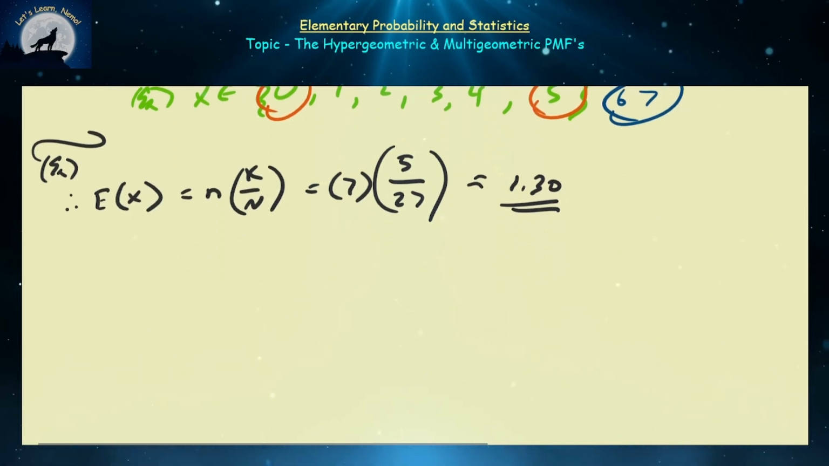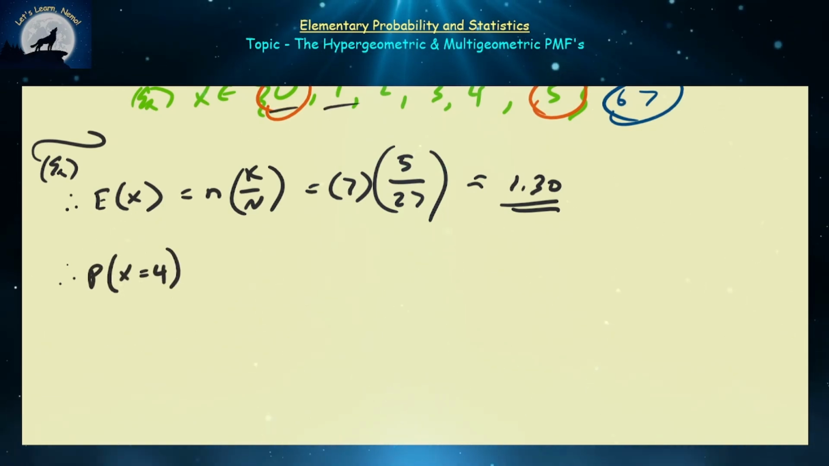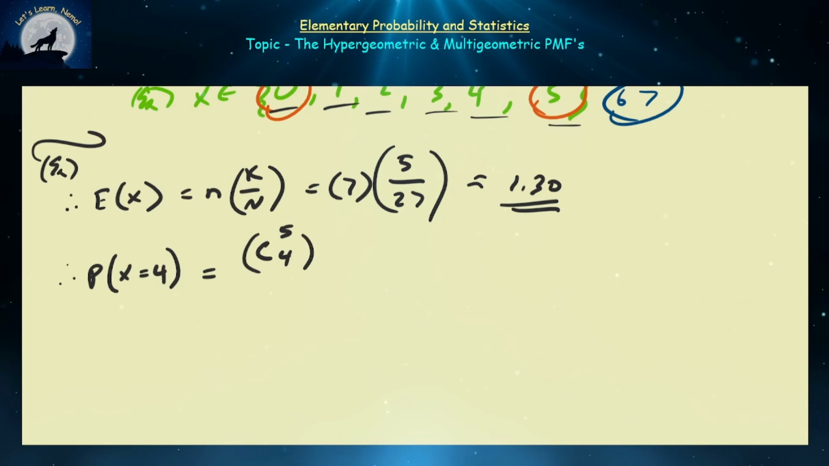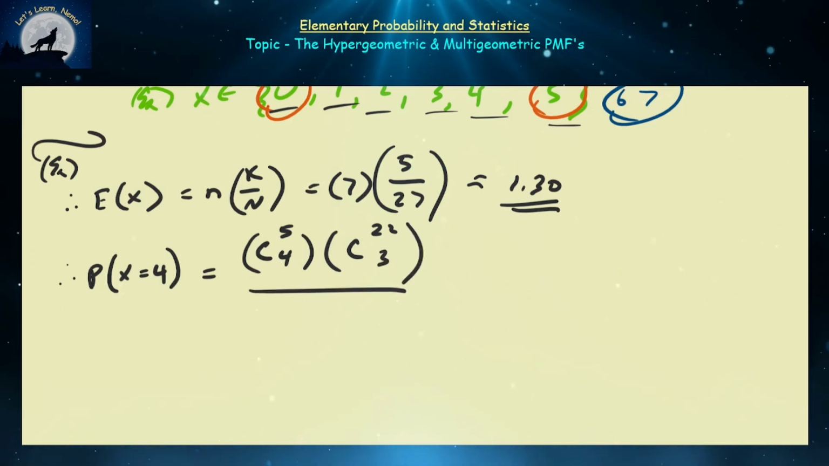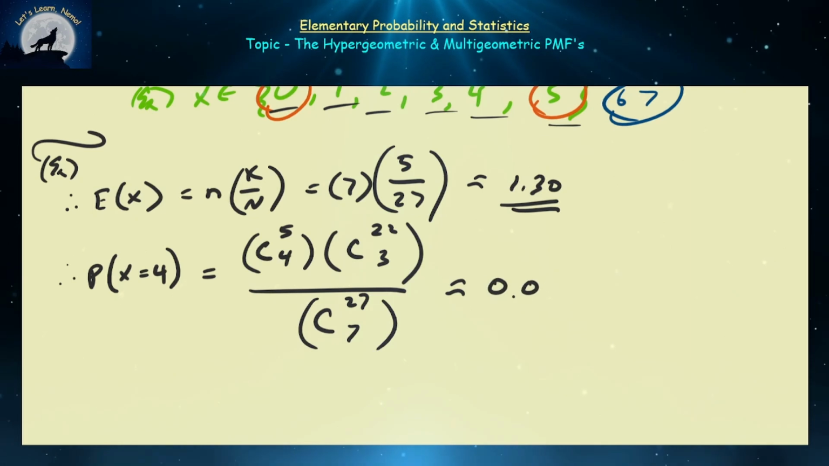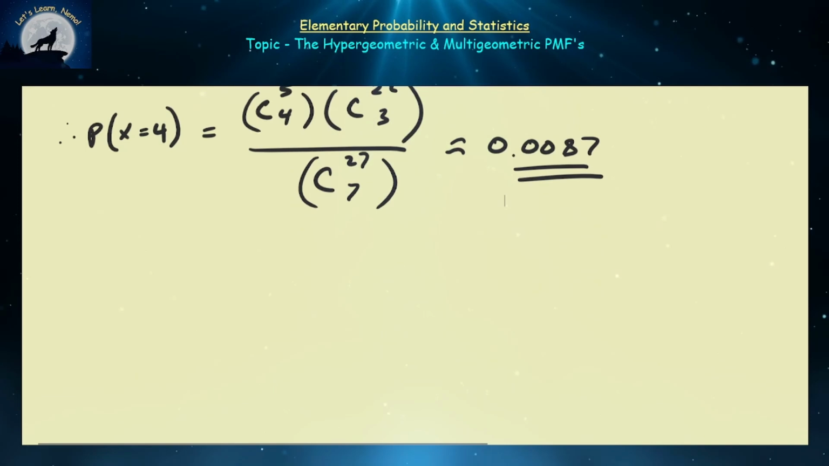Right? Also, you can find the probability that we have exactly 4 people that are sick, because 4 belongs to 0, 1, 2, 3, 4, and 5. Using our PMF formula, that's going to be equal to, so there's 5 sick people total. We want 4 of them, regardless of the order. There are 22 not sick people, and within our sample of size 7, and 4 of them are sick, that means 3 of them are going to be healthy. And then out of our population of size 27, we're going to be grabbing a sample of size 7 from it. Any rearrangement will do, and that's going to come out to approximately 0.0087%. So it's not that likely.